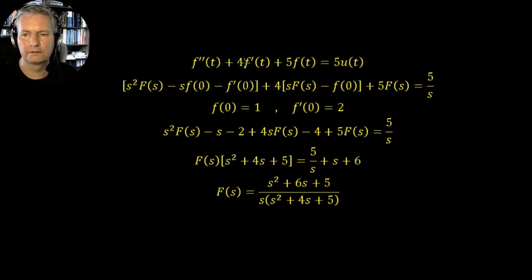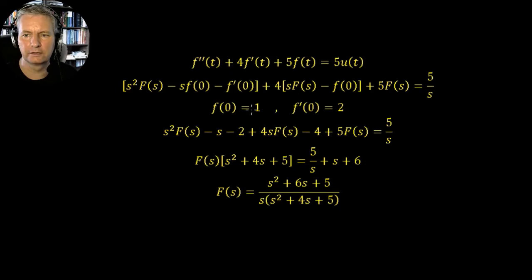And then the first derivative can be replaced by s F of s minus f of 0, and that's going to be times 4. And the f of t here will now be F of s, so it will be 5 times F of s. And when we take the Laplace transform of 5 times u of t, it's going to be 5 times 1 upon s, which is just 5 upon s. We then look at the initial conditions. So initial conditions, f of 0 equals 1 and f derivative of 0 equals 2.